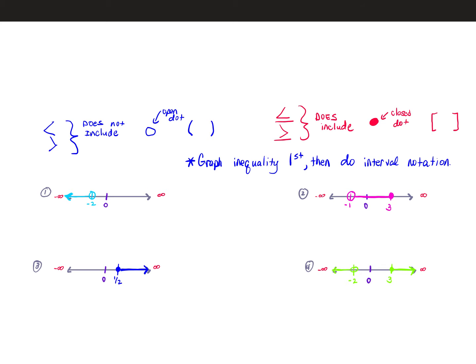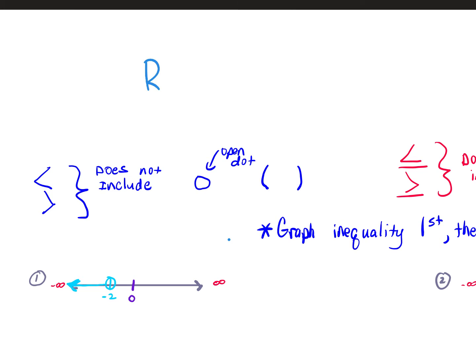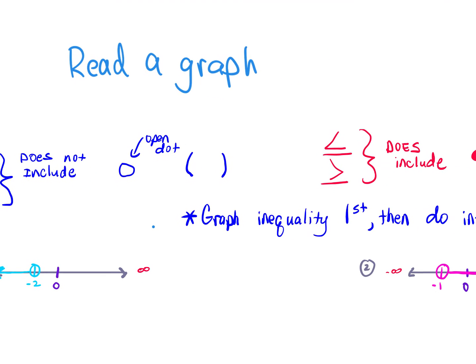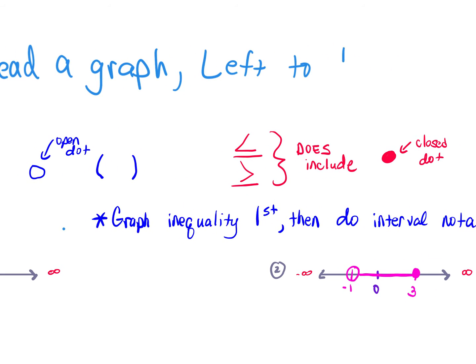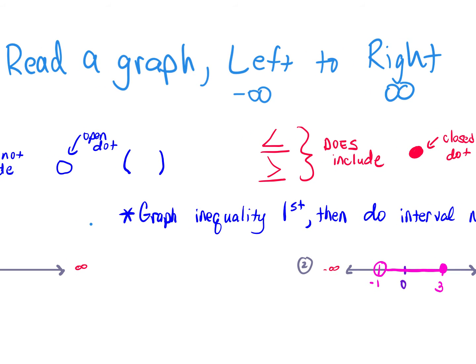What I want you to remember and keep in mind is that you read a graph, write this down, always, always, always, just like we read a sentence or a book, left to right. You're always going to read from negative infinity to positive infinity. Negative infinity on the left-hand side of the x-axis to positive infinity on the right-hand side of the axis. Very important to understand.